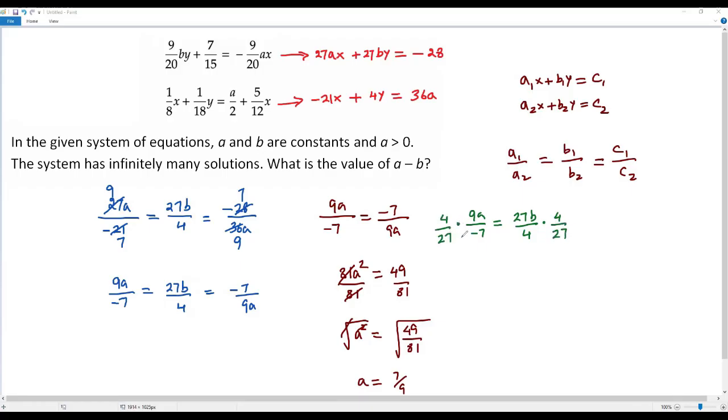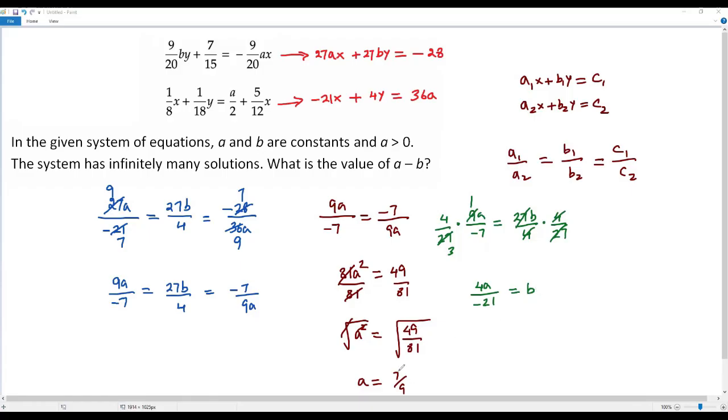4 over 27. Okay, here this 27 will cancel out, 4 will cancel out, and here 9 goes into 9 one times and 9 goes into 27 three times. Here 4 times 1 is 4, 4 times a is 4a in numerator. In denominator, we have 3 times negative 7, that is negative 21 equals to, we have b on the right side.